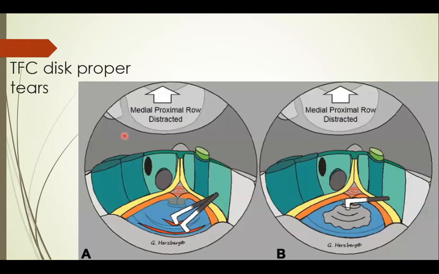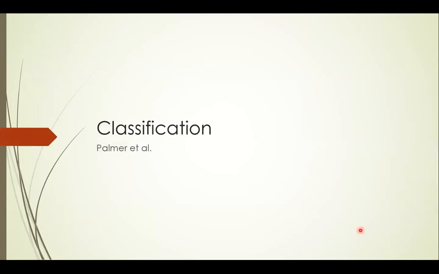Another thing that we can observe is any lesions, traumatic or degenerative, in the TFC disc proper. In case of traumatic, there will be central perforations, which we can examine, or in degenerative conditions, you can see multiple pinholes, degenerative disc proper tears, which will help us in classifying and planning management and prognosis.